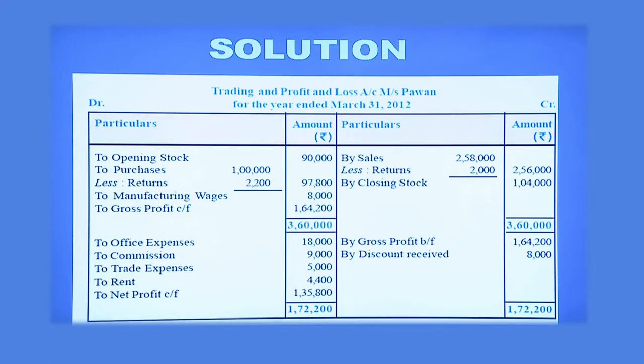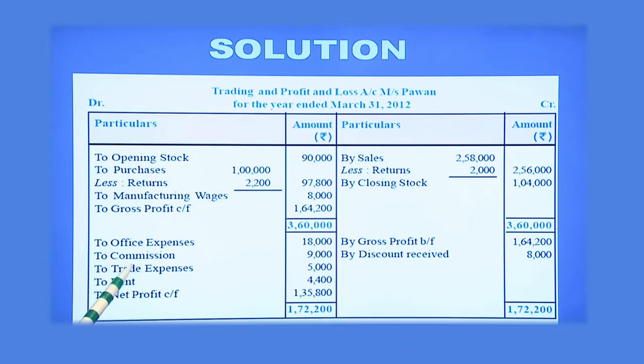You have to find out the total of both sides and then find out the difference. Here in this question, there is a shortage of 1,64,200. That is the gross profit. Our biggest total is written on both sides, that is 3,60,000. And gross profit is brought forward or brought down on the credit side of the profit and loss account.